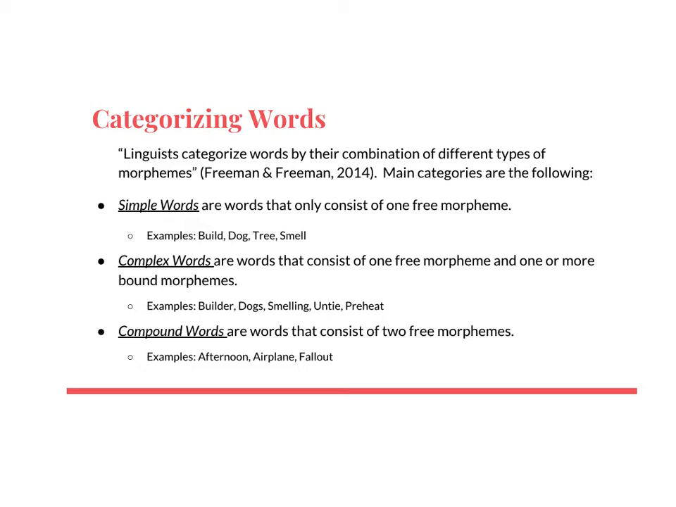Compound words are words that consist of two free morphemes. For example, the word afternoon has the root word after and the root word noon, making it a compound word consisting of two free morphemes. Another example is air and plane coming together to make the word airplane.